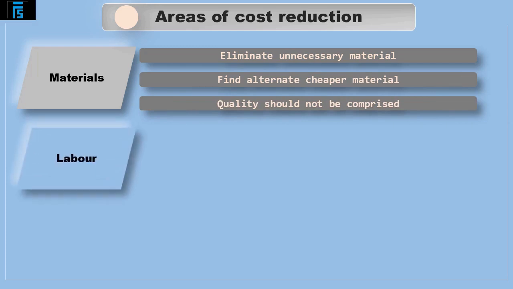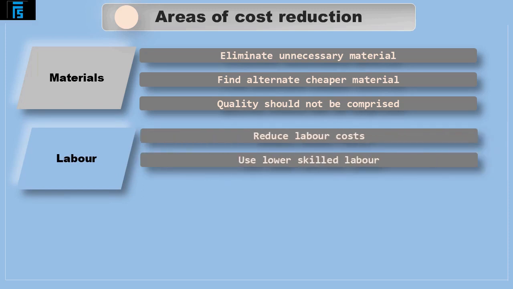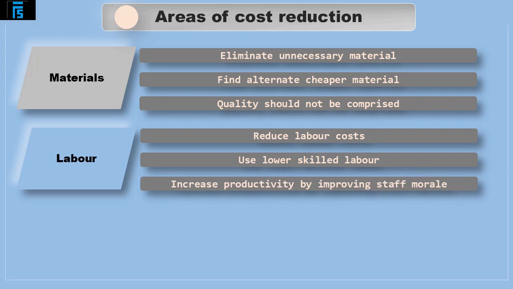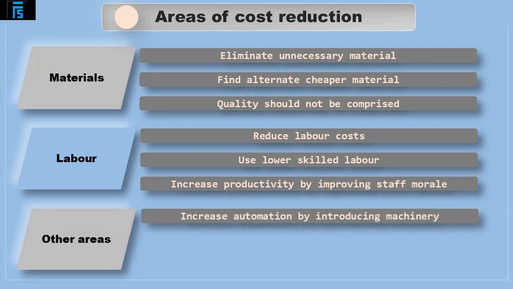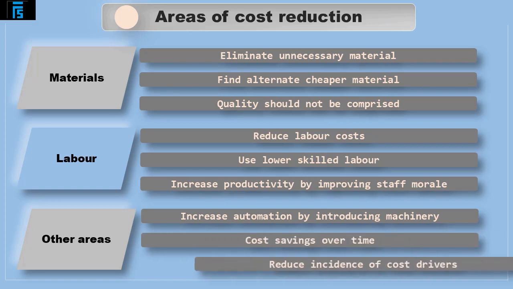Can the cost of labour be reduced? Maybe it is possible to use lower skilled labour, thus paying a reduced amount. Again, quality should not be compromised here. Staff morale could be improved, which might have positive implications for productivity. Automation. It may be possible to replace repetitive labour tasks with machinery. Over time, this could result in cost savings. Or perhaps the incidence of cost drivers could be reduced, thus reducing any overheads incurred during production.